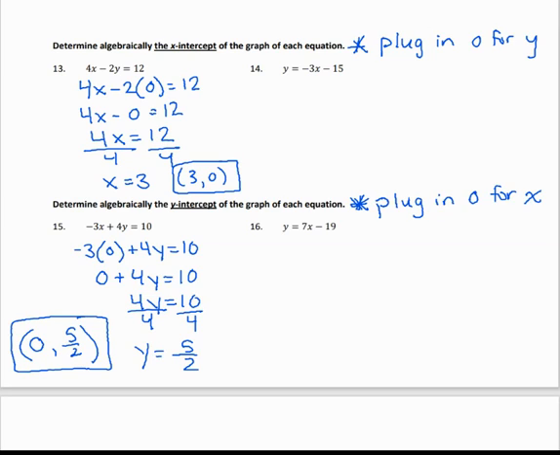Any questions so far? Okay, so this is, besides the unit rate at the very beginning, all review. And so, this is a good indicator of how you're doing in preparation for your assessment on Friday. Okay?